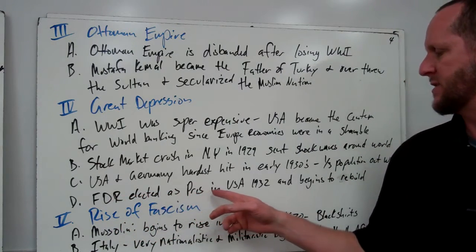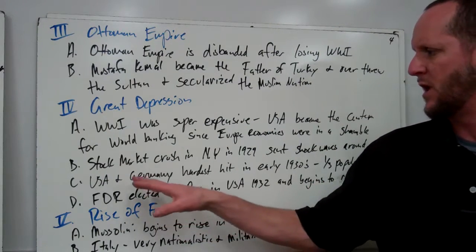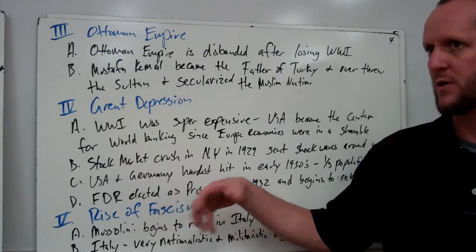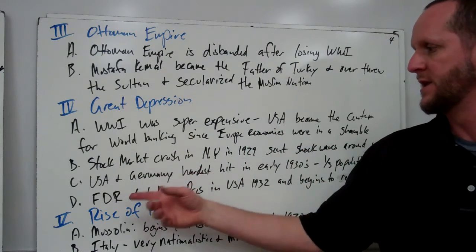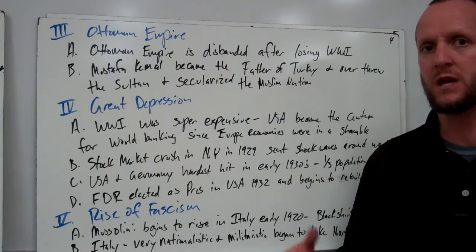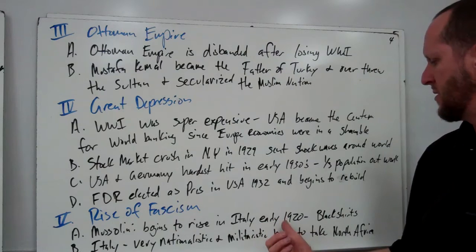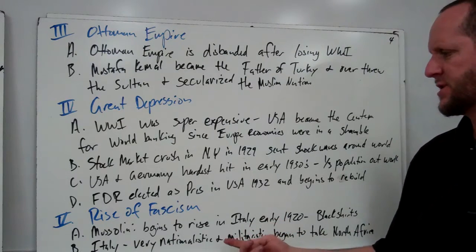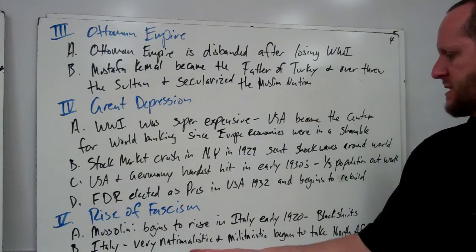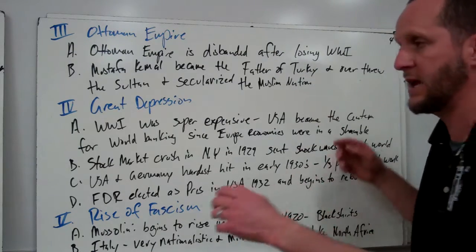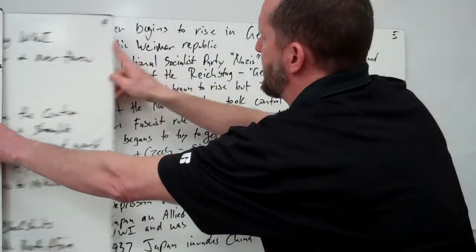FDR is elected President of the United States in 1932 and begins to rebuild. Now, while this was taking place, FDR was rebuilding under a democratic government in the United States. There was the rise of fascism in the European countries. Mussolini begins to rise in Italy in the early 1920s. He's got the black shirts, very militaristic. Italy was nationalistic, militaristic, and began to also move and try to take over parts of North Africa.